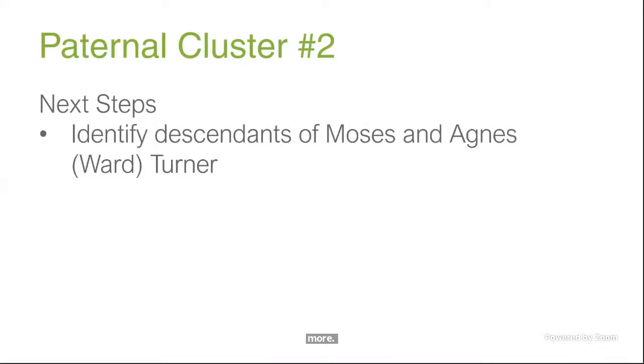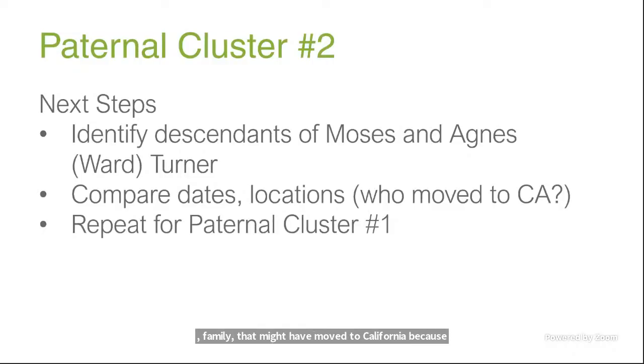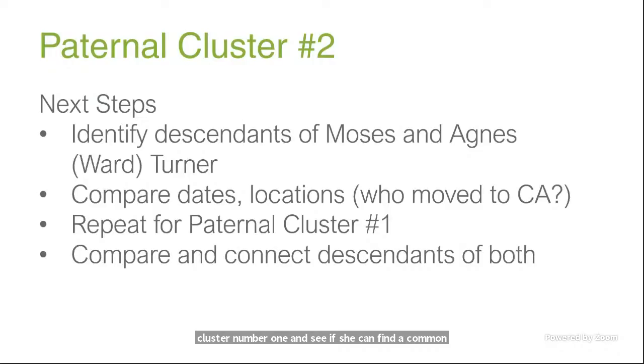Okay, so what's Emily's next step? Well, she wants to identify the descendants of Moses and Agnes Ward Turner and see if she can figure out family that might have moved to California because the Turners are from Massachusetts, or in addition to that, she might go back to paternal cluster number 1 and see if she can find a common ancestor in paternal cluster number 1. And if she can do that, then she can compare and connect the descendants of both. So that's what she does.